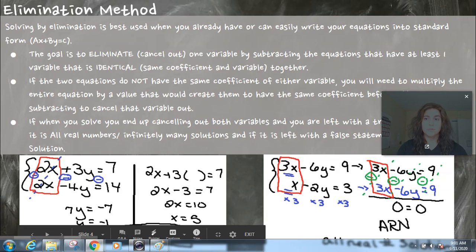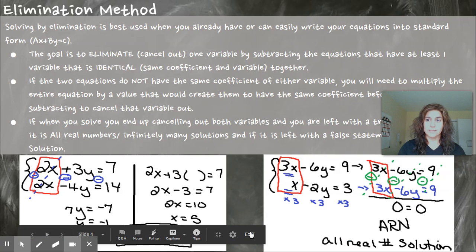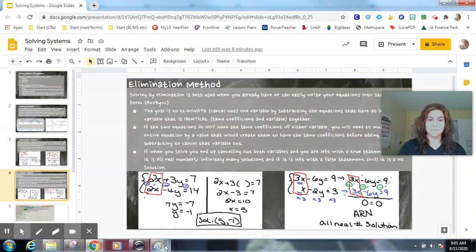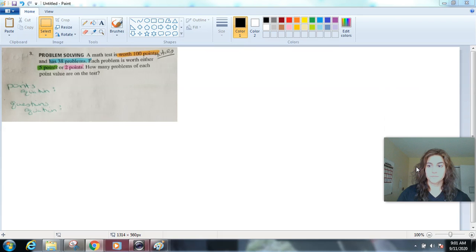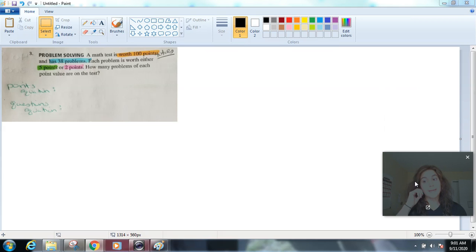Okay, so let's exit out of this. All right, so in this question, I've already highlighted all the important things, but if you read through it, we have a math test that is worth 100 points. We have 38 problems. Each problem is worth either 5 points or 2 points. And we want to figure out how many problems of each are on the test.